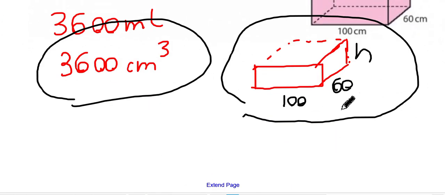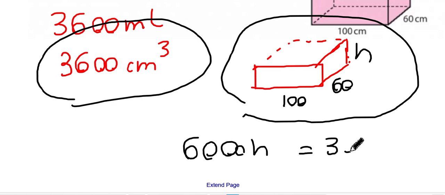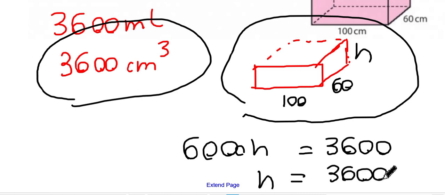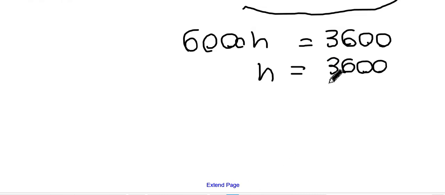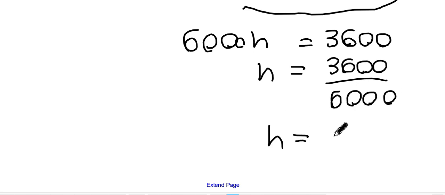So what's the volume of a box again? Length by width by height. So what's 60 times 100? 6,000h equals 3,600. Now divide 3,600 by 6,000. And what do you get? 0.6 centimeters. So it drops 0.6 centimeters in 1 hour.